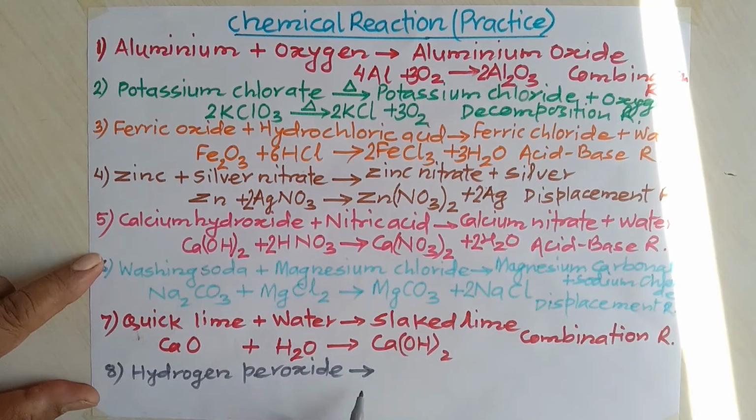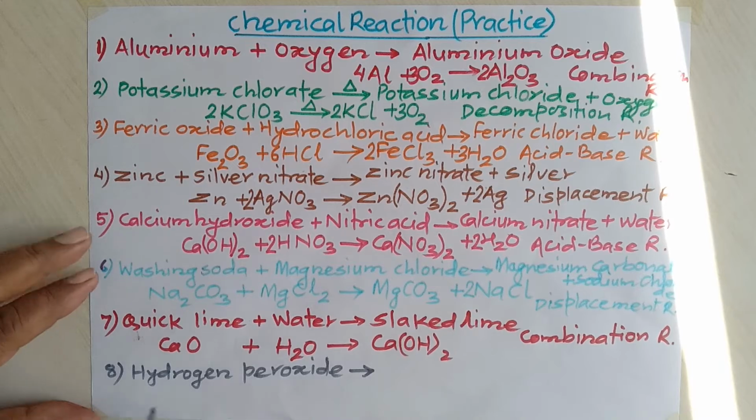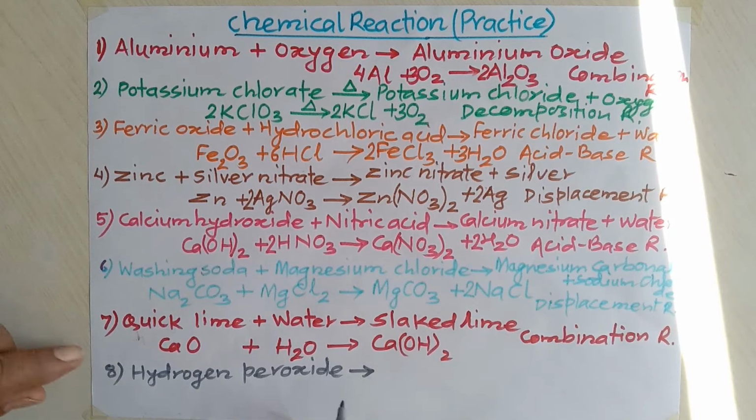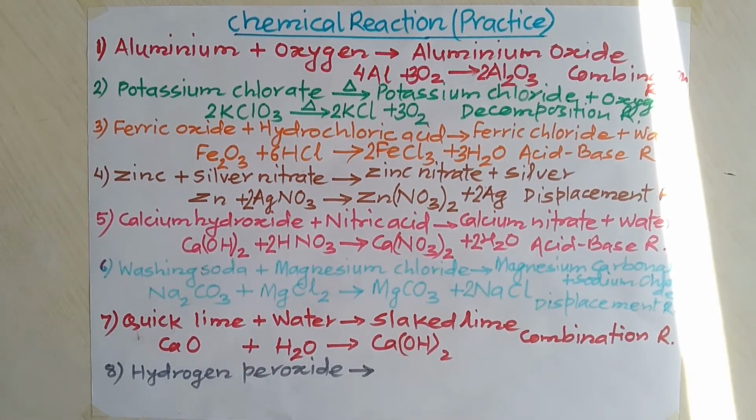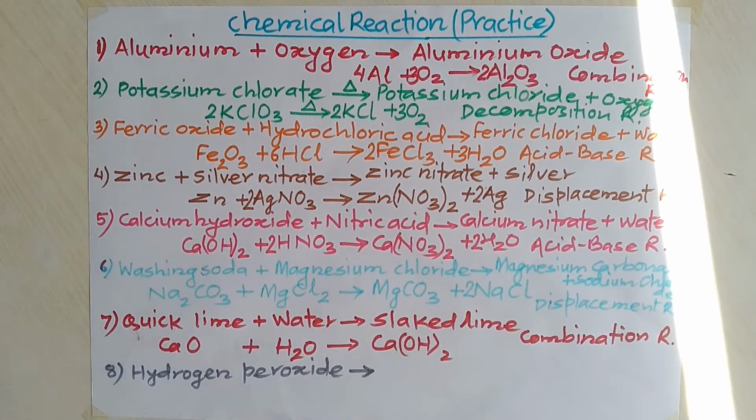Now hydrogen peroxide, number 8. When hydrogen peroxide decomposes, actually it is decomposed by using manganese dioxide as catalyst. This is the method of preparation of oxygen gas by non-heating method. This is one of the methods of preparation of oxygen gas, non-heating method. And hydrogen peroxide itself decomposes into water and oxygen very slowly. Okay, this theoretical part we don't need here.